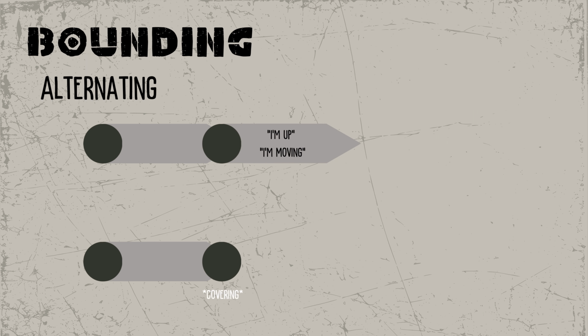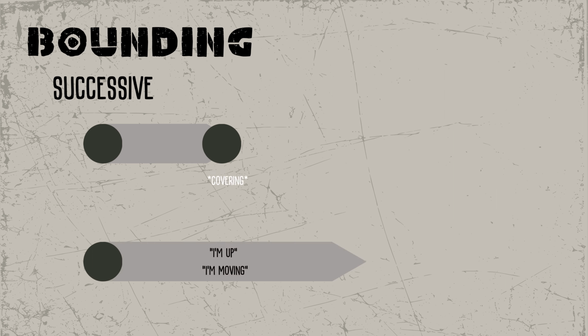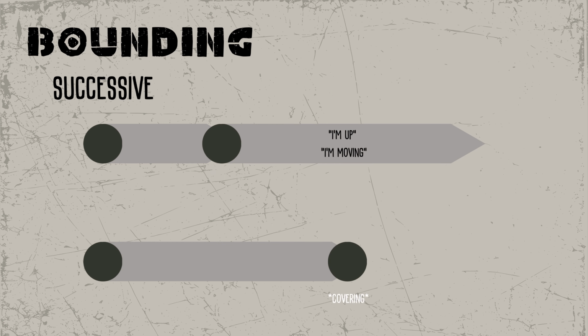The other type of bounding is successive bounding, and the procedures to do it are very similar to alternating. The difference being that the first person will go through the steps of saying, I'm up, I'm moving, I'm set. And the second person will bound to a piece of cover that is not parallel to them, but past them. So that you're basically like leapfrogging each other. So it's not quite as secure, but you can cover more ground in a shorter period of time.